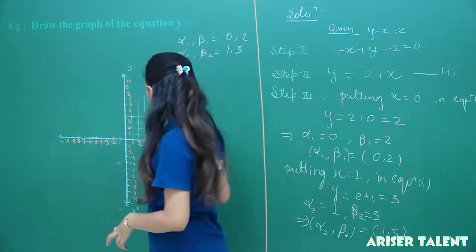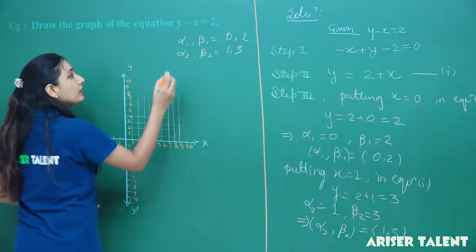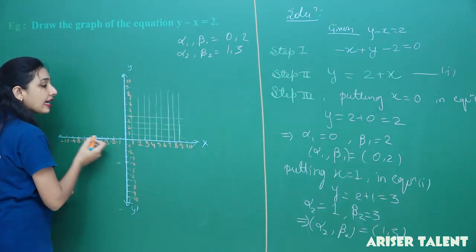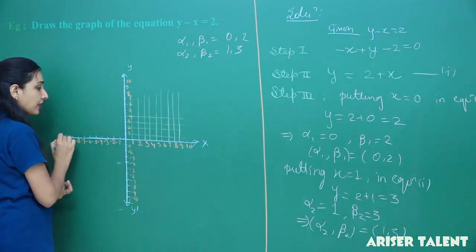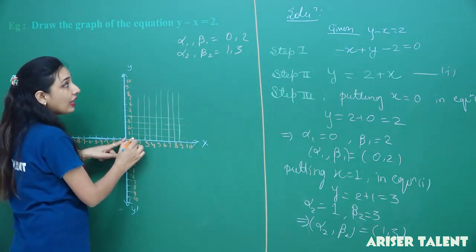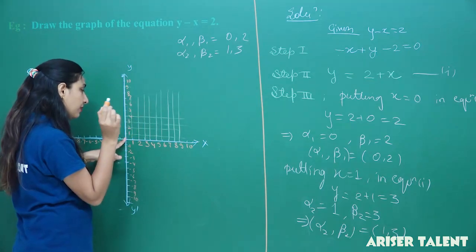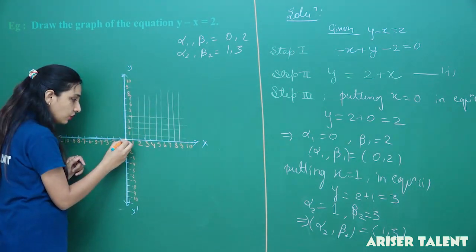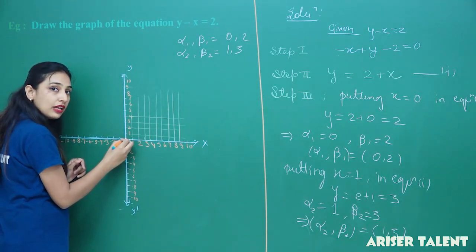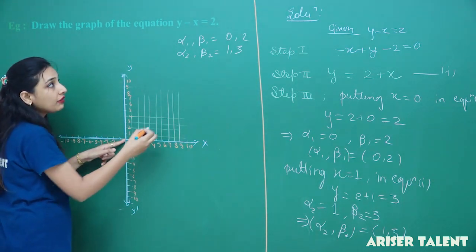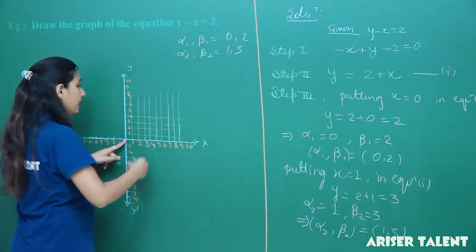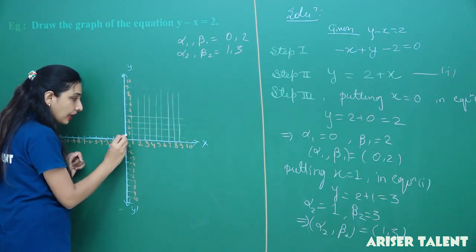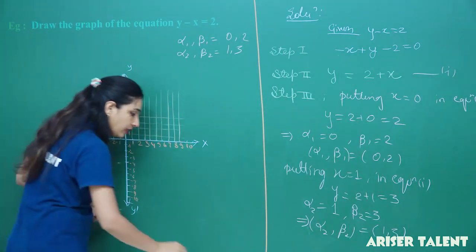Okay, so alpha 1, beta 1: alpha 1 is the value of x. Now this is the x axis. Now the value of alpha 1 is 0. So where is the value? 0 here. So I'll be getting this value. Now the corresponding value of beta 1 is 2. Now beta 1 will be in this direction. Okay, so 0 here and 2 here will give you this point.